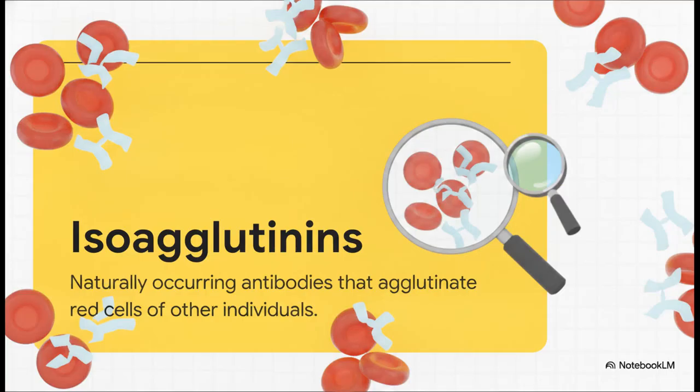What Landsteiner actually showed was that we have these naturally occurring antibodies floating around in our blood. He called them isoagglutinins. He noticed that if you mix the blood of certain people together, these isoagglutinins would react with and aggressively clump together, or agglutinate, the red cells of other individuals. And boom, through this reaction, he discovered the ABO blood group system. And honestly, it remains easily the single most important system in all of transfusion science today.